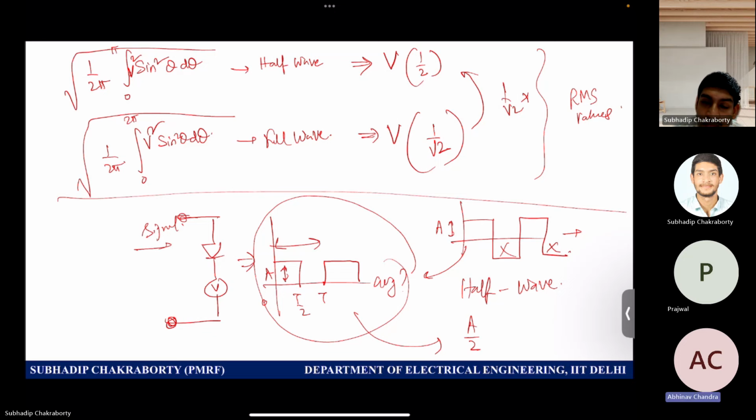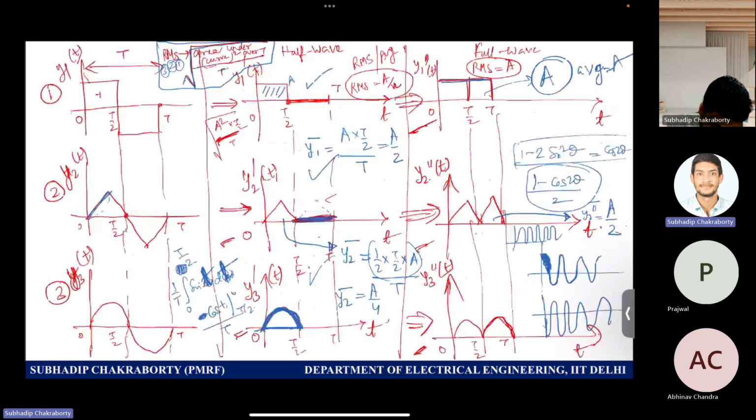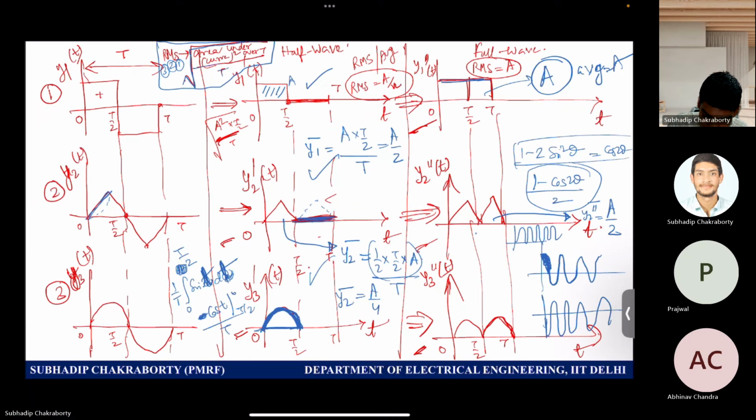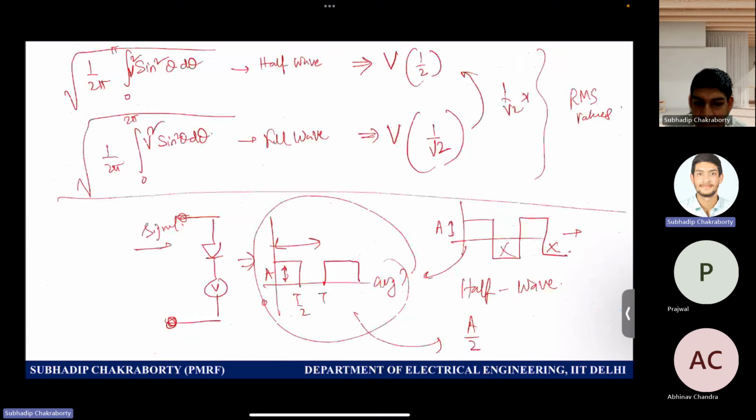A by 2 is one parameter, but A by 2 is unknown. Another piece of information is given to you. Please read this problem: the full scale deflection occurs with 10 volt of DC. So if the average voltage is 10, then that is 100% of the deflection of that scale. So 40% of that full scale deflection will give you the equivalent deflection for this applied signal.